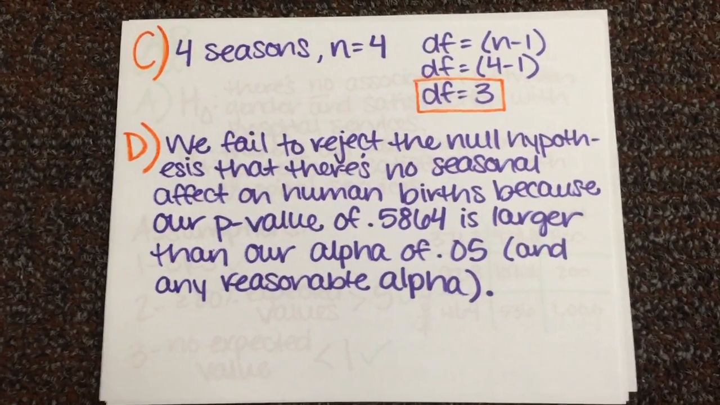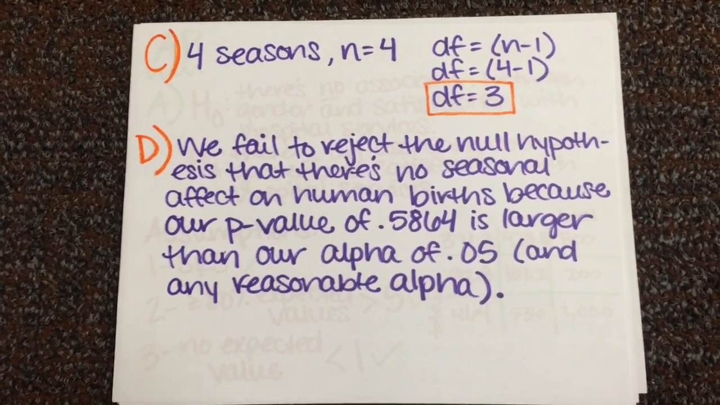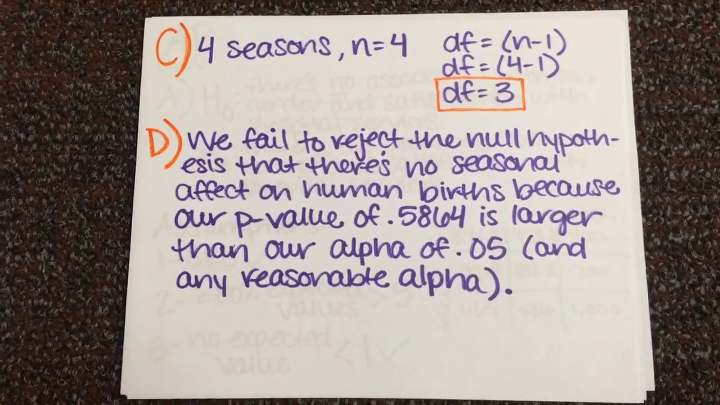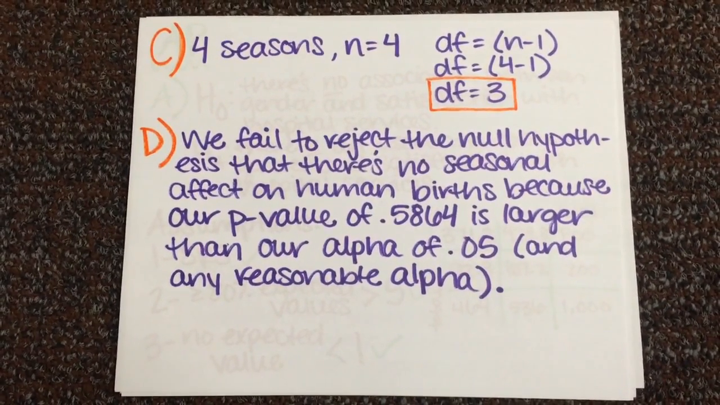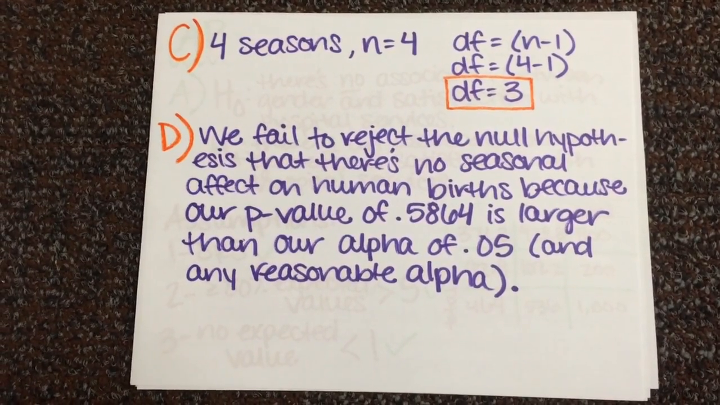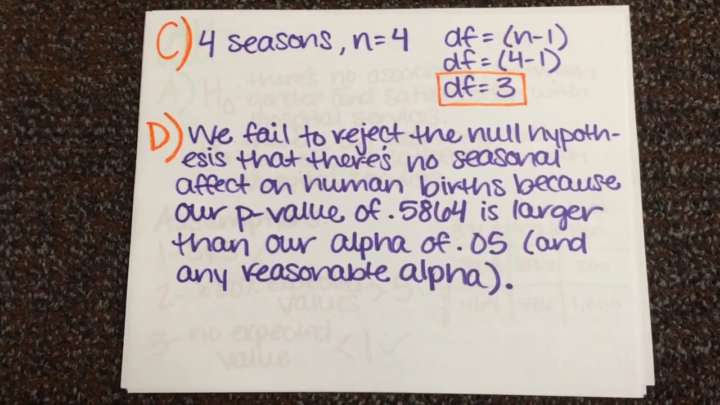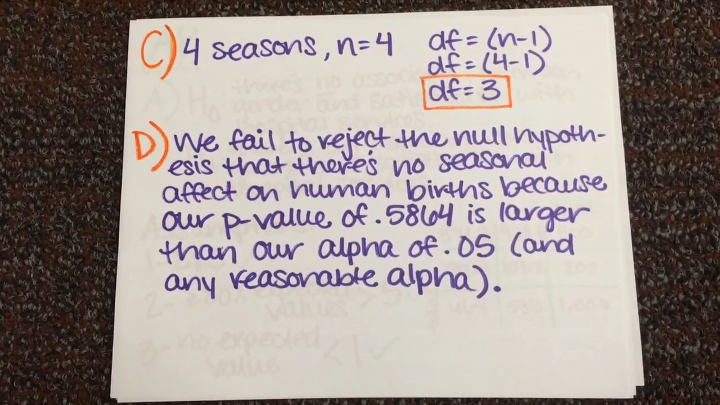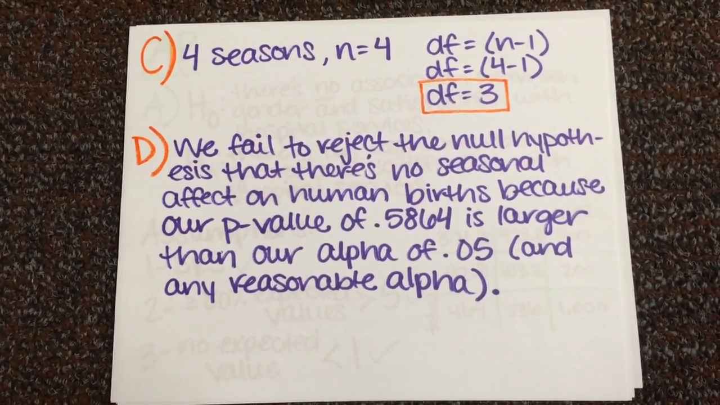Part C says, how many degrees of freedom does the chi-squared have? The chi-squared has a DF of 3. There are 4 seasons, so n equals 4, and the degrees of freedom is n minus 1, and 4 minus 1 equals 3. Part D says, what do you conclude about the null hypothesis at an alpha of 0.05?